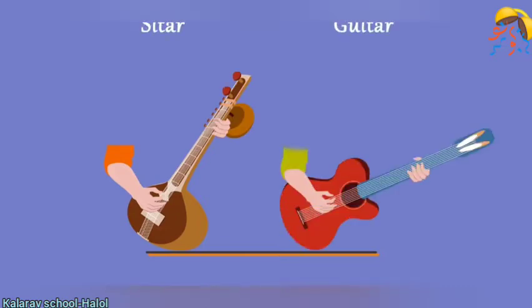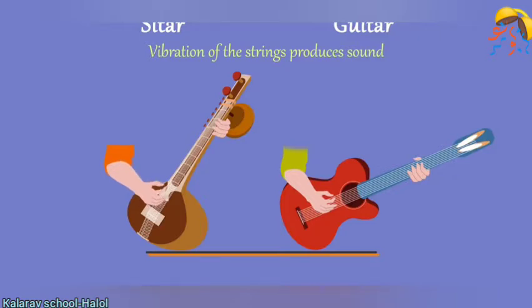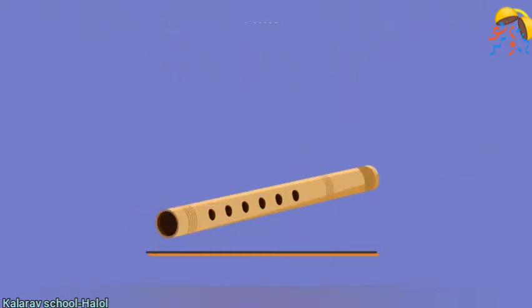In musical instruments like the sitar and the guitar, it is the vibration of strings when plucked that produces the sound. These vibrations are then transferred to the soundboard, which adjusts the loudness of the sound. What about the flute? How is the sound produced? In a flute, the vibrations are produced by the air column. When we breathe into its mouth hole, the air inside the flute starts vibrating and we hear the sound.